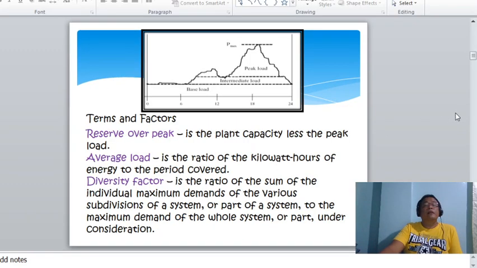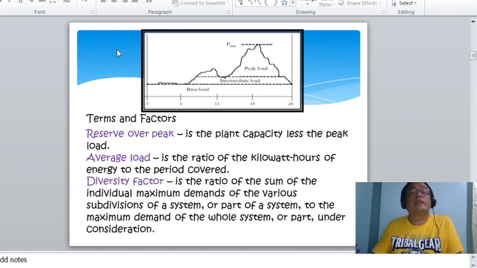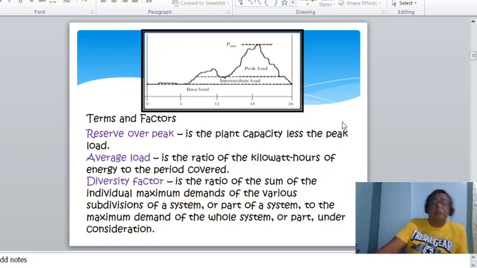Now, if we look again at this diagram, we'll notice that this point is the maximum load. And then we have here the peak load, and then we have the base load, and we have also the so-called intermediate load. The base load, of course, is the lowest load of the plant. Okay, so let us now take some terms and factors.